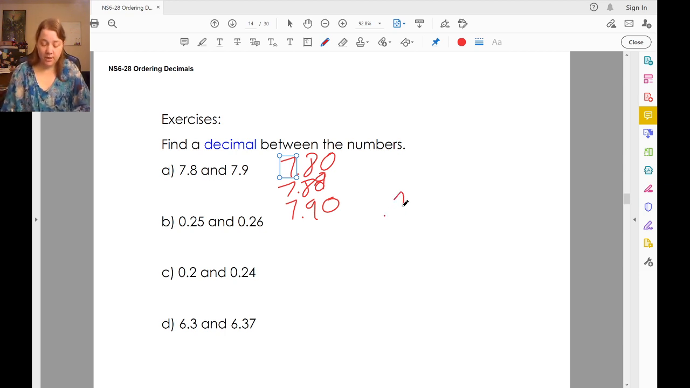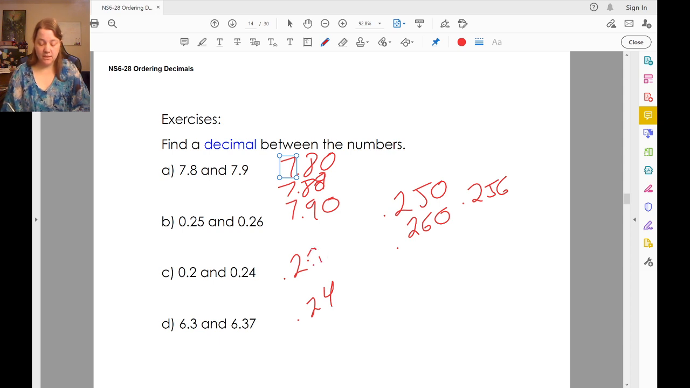Letter B, 0.25 and 0.26. Well, I'm going to have to add the zeros in here. So a number in between there, because I definitely left room for that, is 0.256. Why not? In between 0.2 and 0.24, if I add the 0 in here, that makes it easier for me to compare. I might have gotten 0.23.